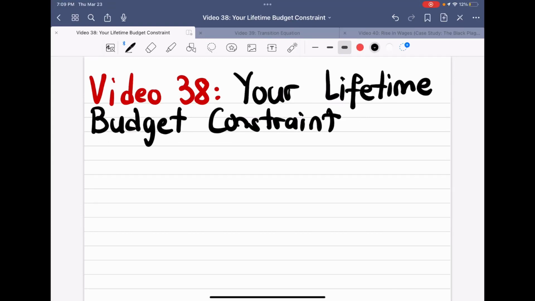In this video, we will discuss the concept of lifetime budget constraint. This concept is fairly intuitive, but I'm going to present it with some variables in mind so we can make it more technical and see directly, explicitly, the trade-offs in our so-called lifetime budget constraint.